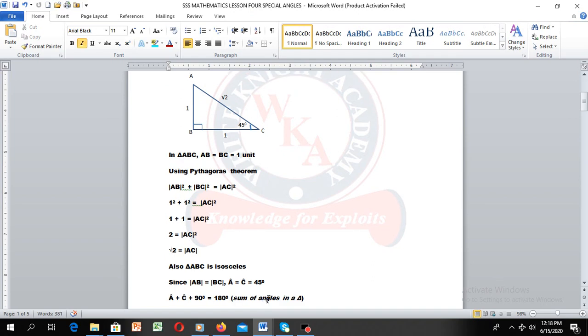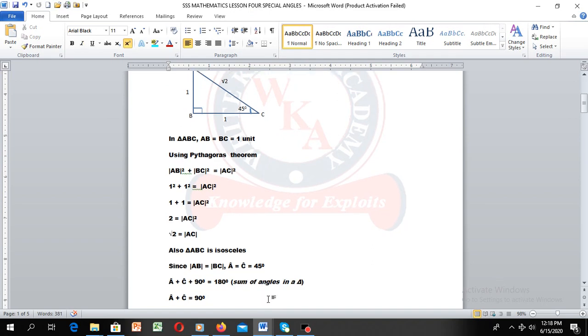In order to prove that, we already have angle C to be 45 degrees. Now angle A plus angle C plus angle 90 degrees is equal to 180 degrees, because the sum of angles in a triangle is 180 degrees. We collect like terms, so 90 will come to this side. You have 180 degrees minus 90 degrees, and that will give you 90 degrees. That's why we have angle A plus angle C is equal to 90 degrees.